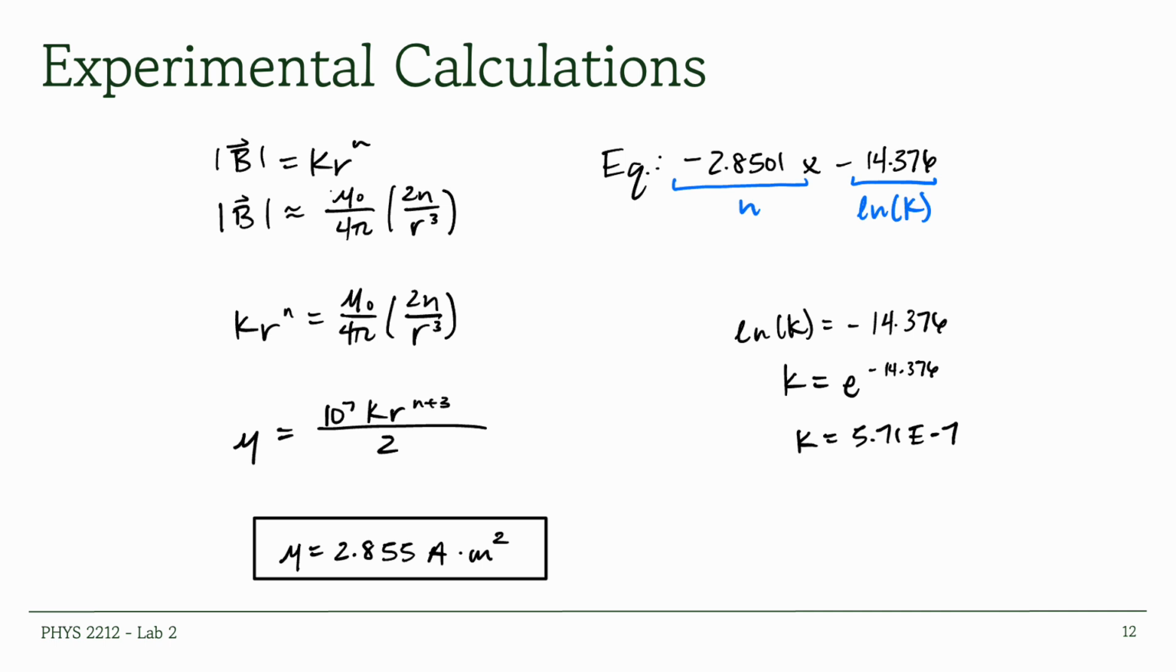So then on the right-hand side, isolating k gives us a value of 5.71 e to the negative 7, which can then be put into the magnitude of the magnetic field, and by rearranging that with algebra, we get that mu equals 2.855.